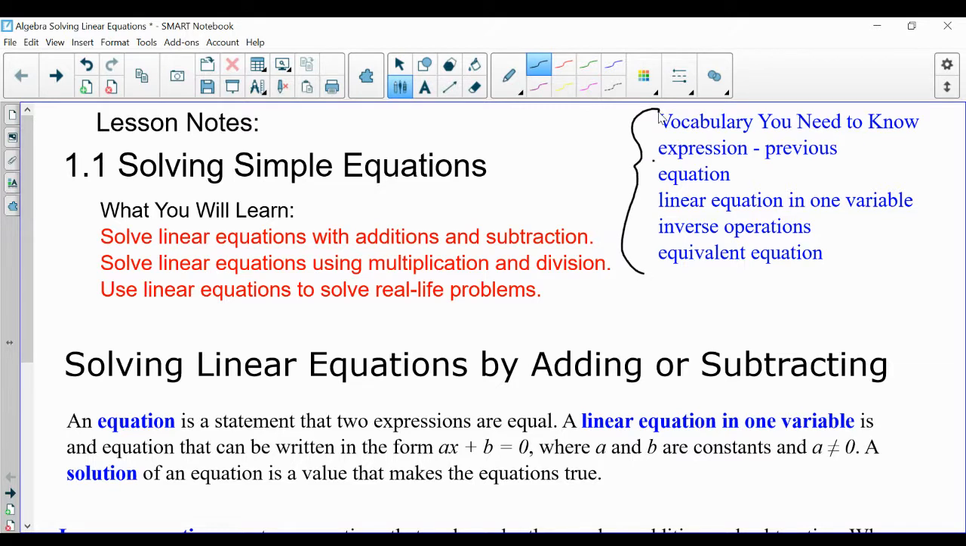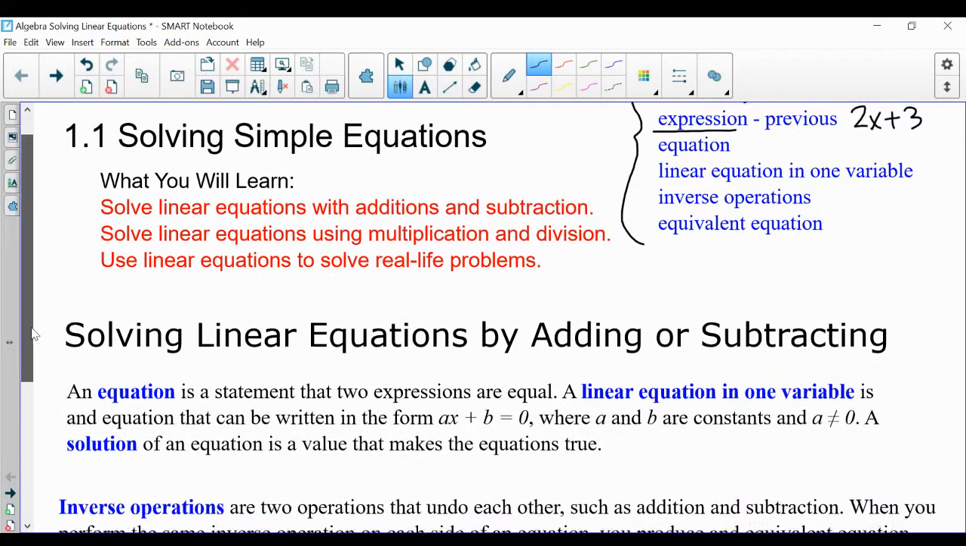One of the vocabulary words we looked at today was expression. An expression is just a mathematical statement that doesn't have an equal sign. So we could say 2x plus 3. That would be an expression. So what you're going to learn today is to solve linear equations with addition and subtraction, to solve linear equations using multiplication and division, and to use linear equations to solve real life problems. So our next vocabulary word is equation.